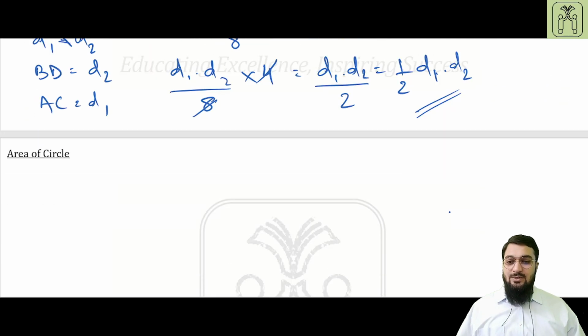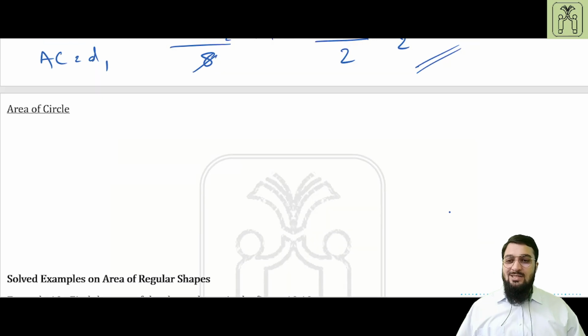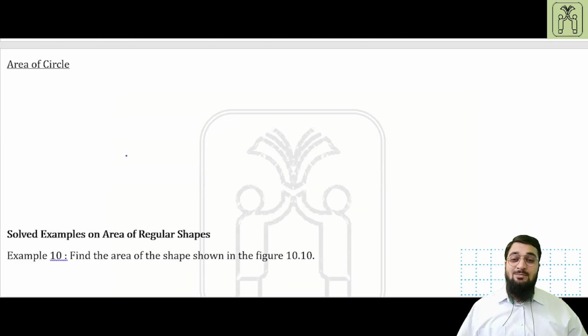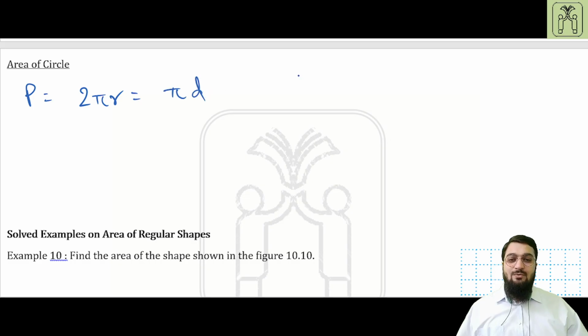Coming to the area of the circle. What is the area of the circle? Before that, what is the perimeter of the circle? The perimeter of the circle is 2 pi r. Perimeter is 2 pi r, or it can be written as pi d, where r is the radius and d is the diameter. So d by 2 is equal to r. For the area, we just have to do pi r square.